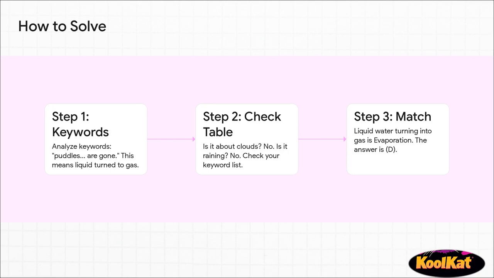Okay, let's break this down with our strategy. Step 1, find the keywords. The question says, puddles are gone. What does that mean? It means liquid water turned into an invisible gas. Step 2, run through our keyword list. Is this about clouds forming? Nope, so it's not condensation. Is it about rain falling? No way, so it's not precipitation. Step 3, match it up. The process where liquid water turns into a gas is evaporation, so the answer is D.